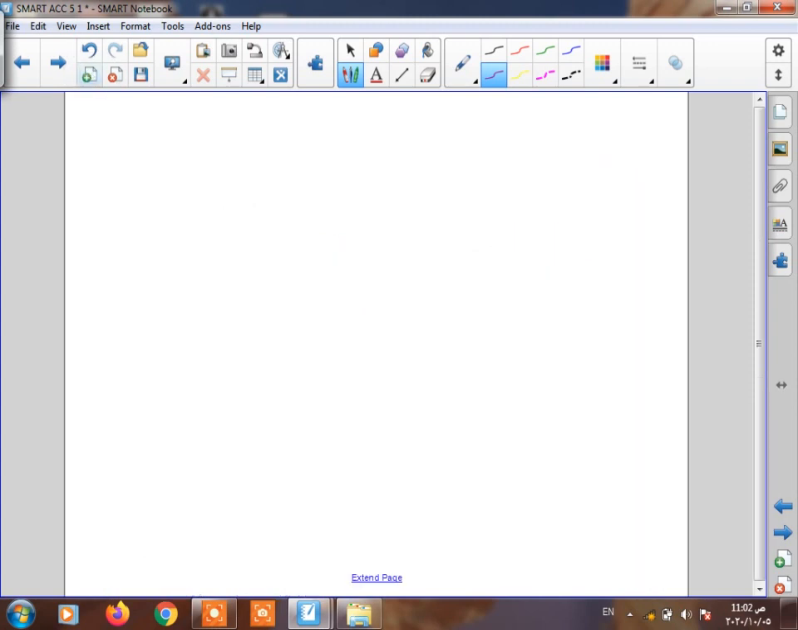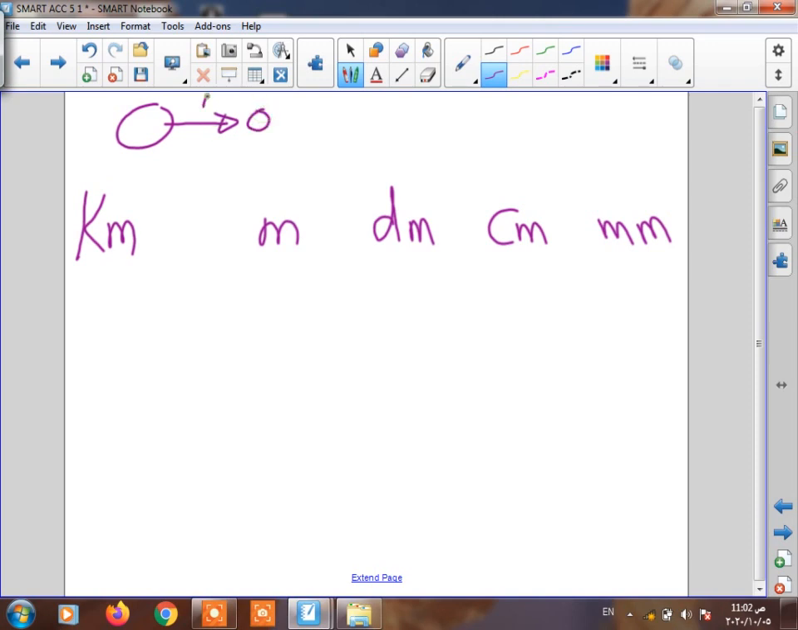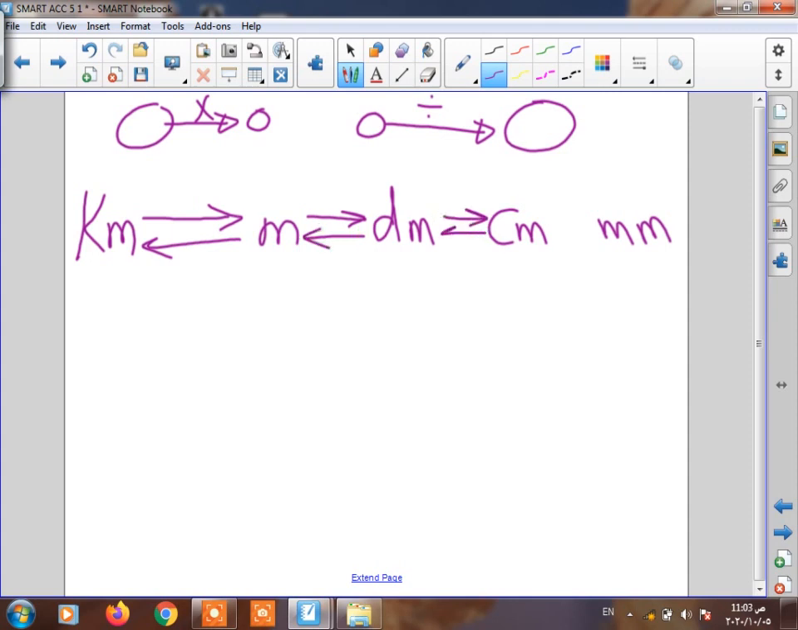We took from junior 4, if I need to change kilometer, meter, decimeter, centimeter, millimeter. How can I change it? If I change it from big to small, I'll make it times. If I change it from small to big, I'll make it divided. Okay, we took it on our fingers, on our hands. Kilometer, meter, decimeter, centimeter, millimeter, 1000, 10, 10, 10. Times 1000, times 10, times 10, times 10.